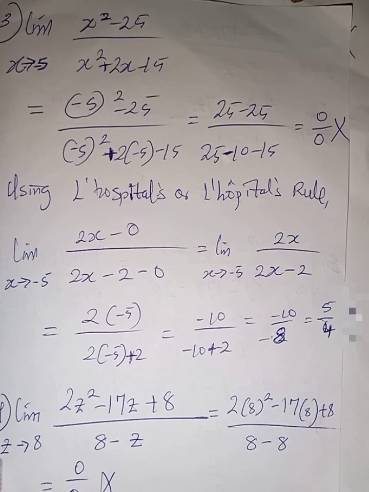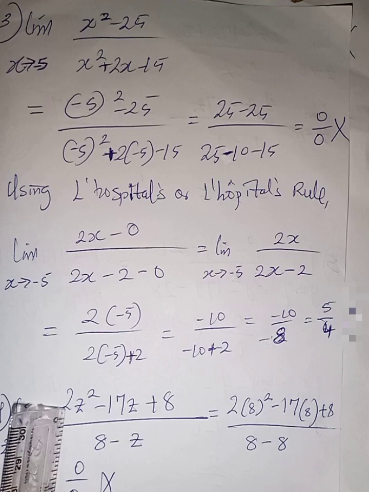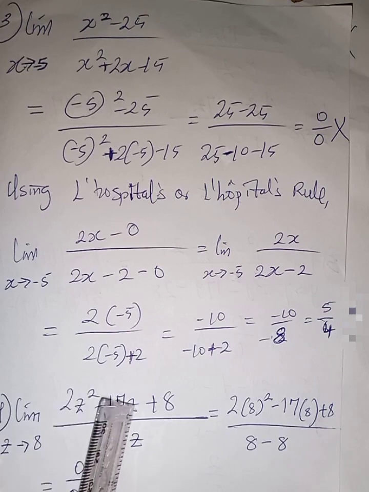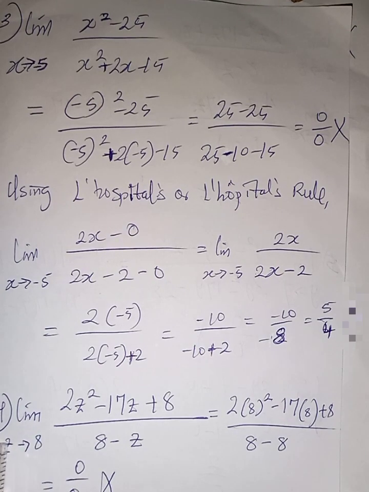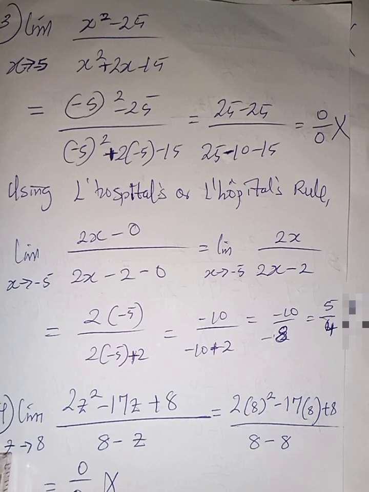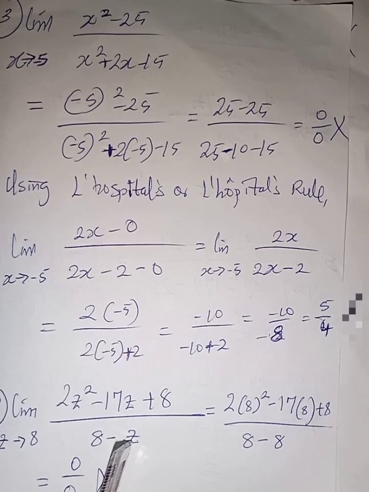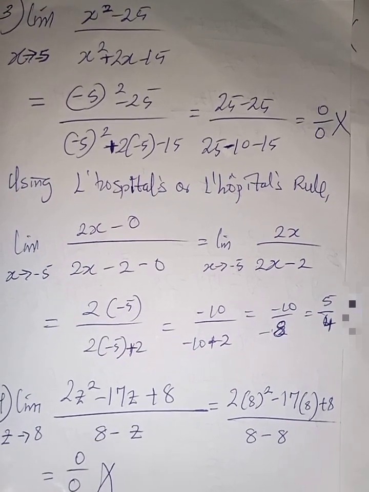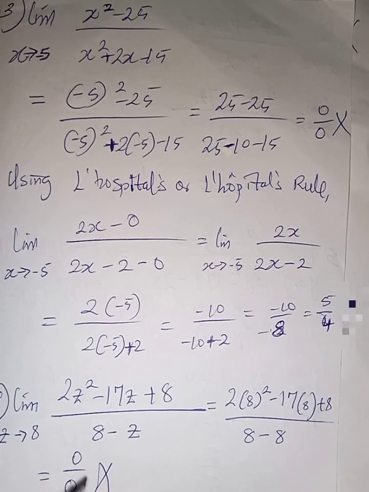Question 4. Limit of 2z squared minus 17z plus 18 all over 8 minus z as z approaches 8. As z approaches what? 8. So the variable here now is z. This function is a function of z. So what I'm going to do, first of all, anywhere you see z, you put 8. If you check now, if you put 8 here, it will be 8 minus 8, 0. So the thing will not work. 0 in the denominator is going to give us a problem if you substitute 8 directly.